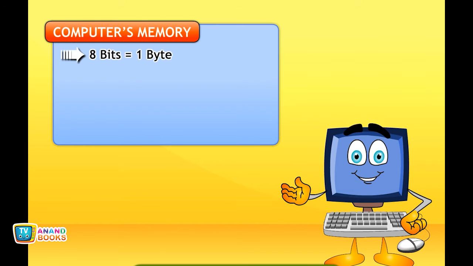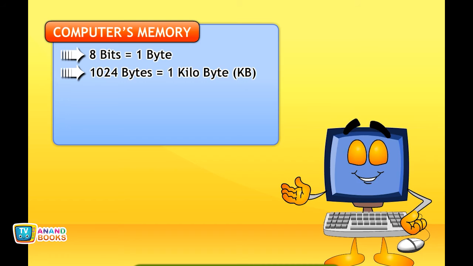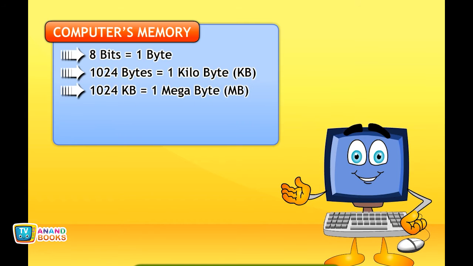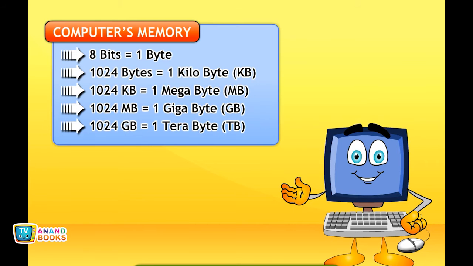8 bits is equal to 1 byte. 1024 bytes is equal to 1 kilobyte, KB. 1024 KB is equal to 1 megabyte, MB. 1024 MB is equal to 1 gigabyte, GB. 1024 GB is equal to 1 terabyte, TB.